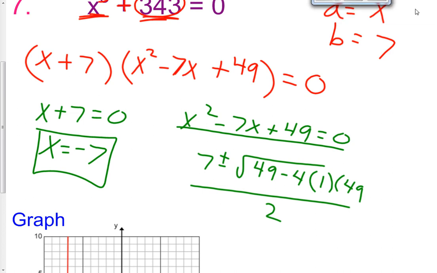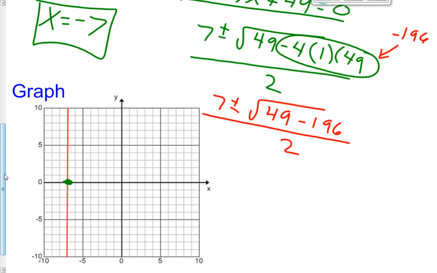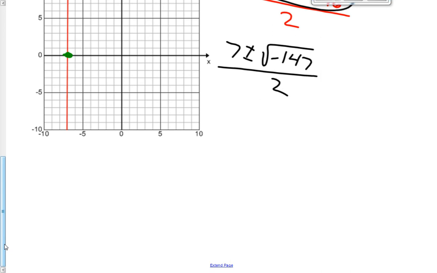Alright, when we simplify this part right here, we get 7 plus or minus the square root of 49, and that turns into a minus 196. This circle part that I just wrote down here is negative 196 all over 2. So now when we simplify this part of the radical, we get the number negative 147. So we have 7 plus or minus the square root of negative 147 all over 2. Now we see if we can reduce our radical at all. So can we break down negative 147?